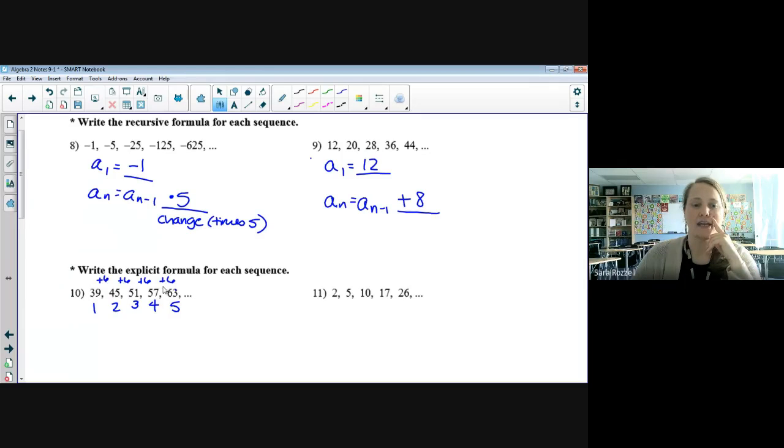If you are adding 6 each time, you're going to have a 6 in the problem. If you're adding 5, you're going to have a 5 in the problem. So whatever you're adding is kind of like your slope. You think about your mx plus b if you're adding that each time. So in our problem, we know we need to have a 6 in because we're adding 6 each time. And we just have to figure out this number.